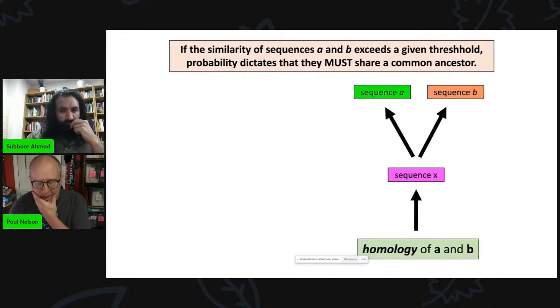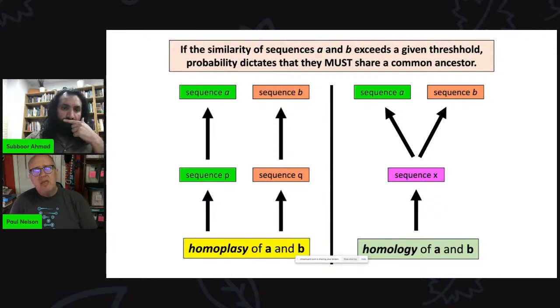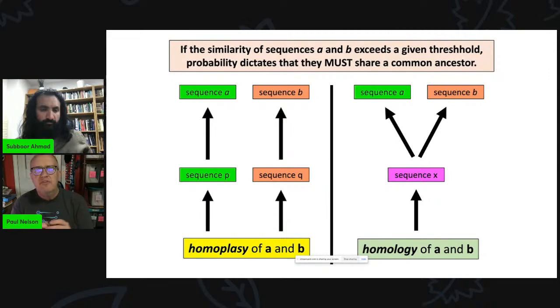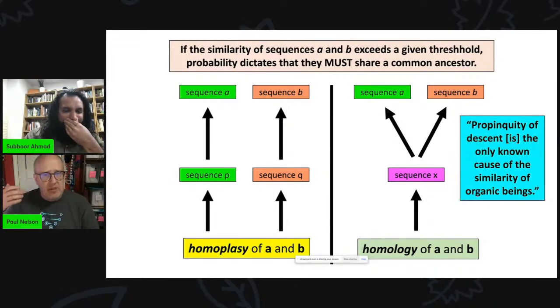Because for many biologists today, that vera causa claim looks to them to be self-evidently the case. So here's my cartoon again. And what they would say is, if the similarity of sequences A and B, let's say these are DNA sequences that we've sampled from two different species, if the similarity of those sequences, base pair by base pair, exceeds a certain threshold, probability dictates that they must share a common ancestor. And at the back of his or her mind, the biologist is saying, look, it's just not plausible that degree of similarity could have arisen over here multiple times independently.